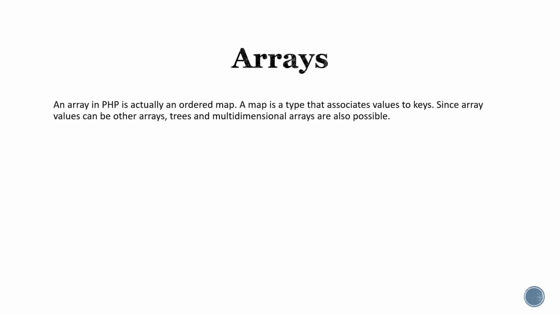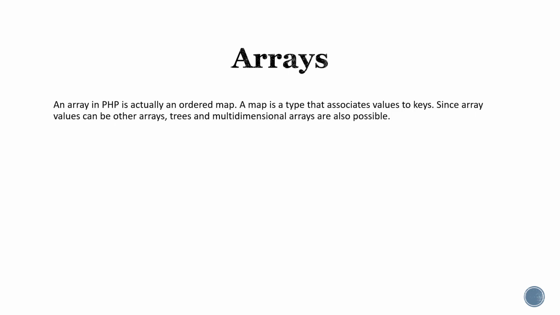Now, an array is actually an ordered map. A map is a type that associates values to keys. And in PHP, this type is optimized for several different uses. It can be used as an array, a list or vector, a hash table, which is an implementation of a map. It can be used as a dictionary, collection, stack or queue, and probably more.